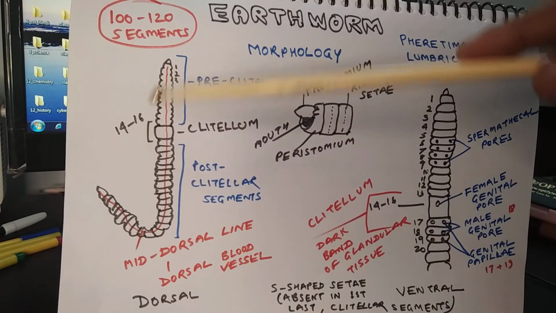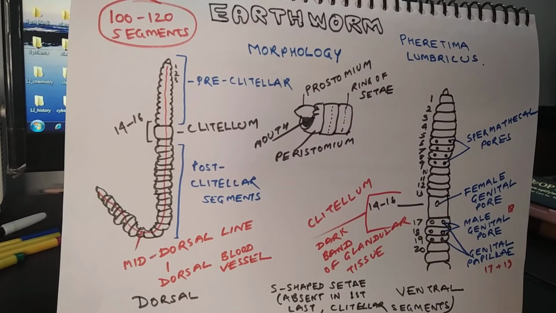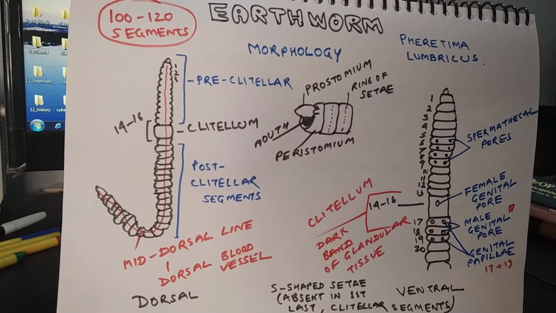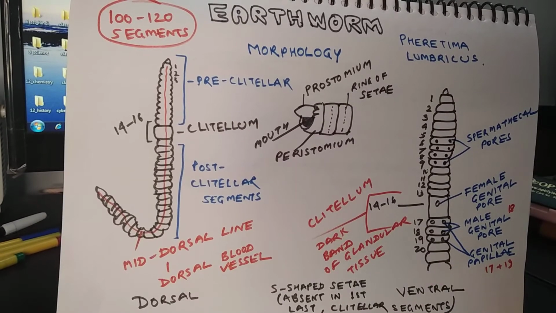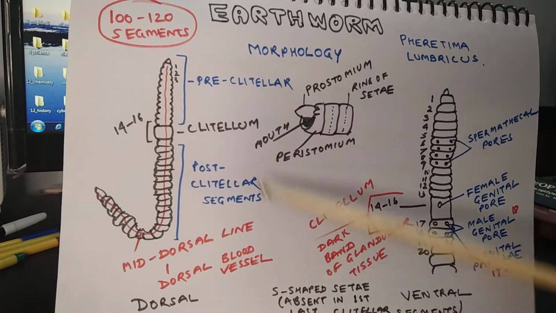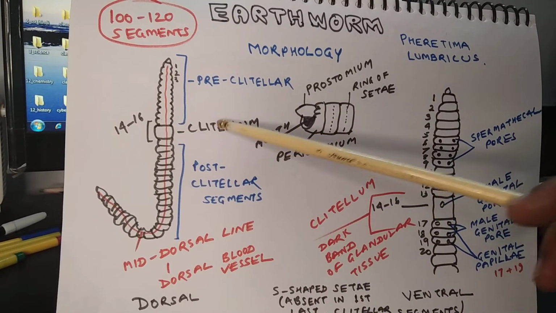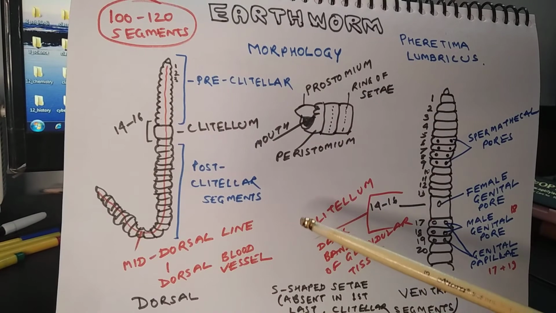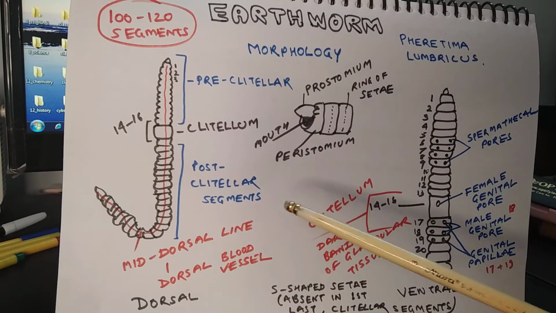This figure shows the dorsal surface of the earthworm. More or less all the segments appear similar except the 14th to 16th segment, where there is a dark band, and this band is called clitellum and it is composed of glandular tissues.